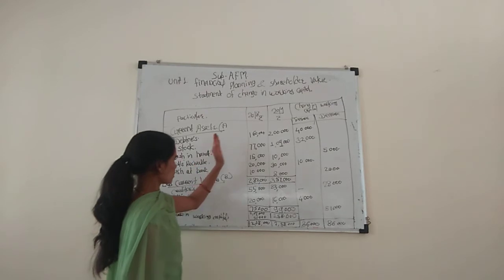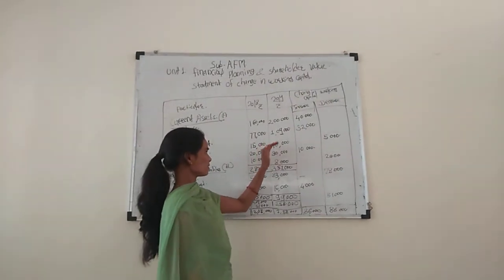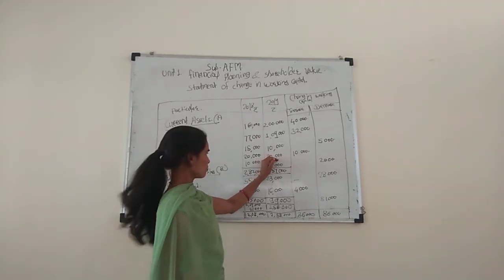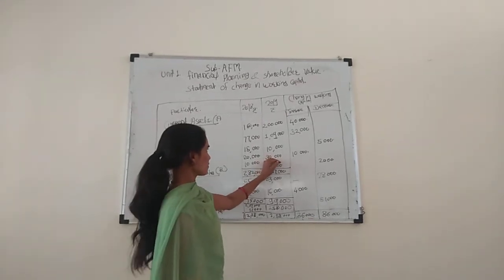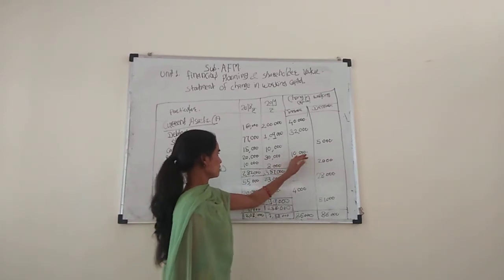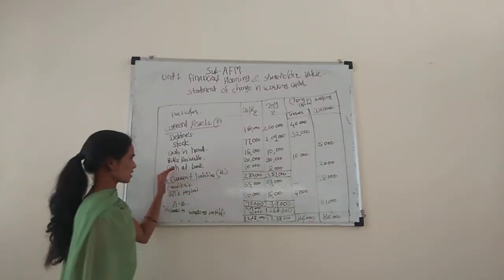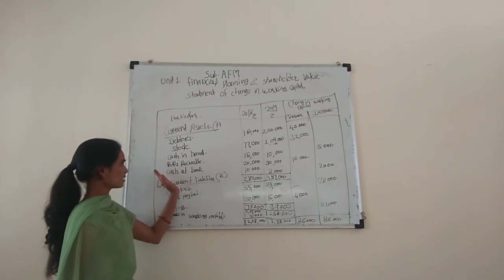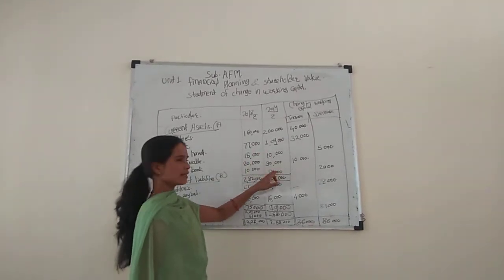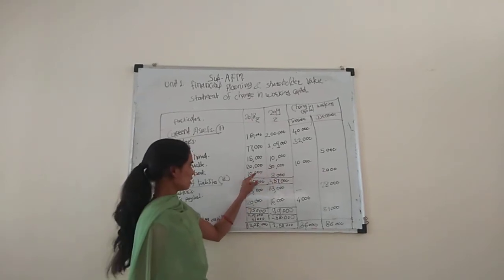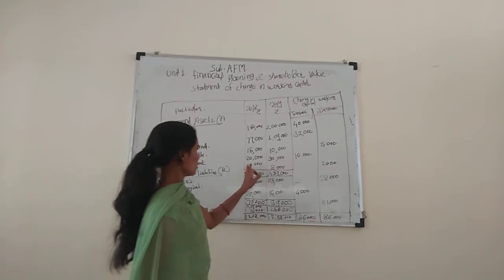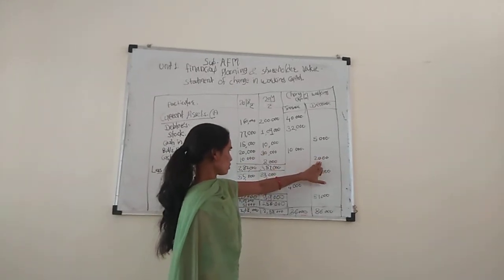Okay, and next one is bills receivable. Bills receivable 2018 20,000 and 2019 30,000, means 10,000. This is the increase, means 10,000 in increase column. And next one is cash at bank. This is a current asset. 2018 10,000 and 2019 8,000, means this is a 2,000 loss, means decrease column 2,000.